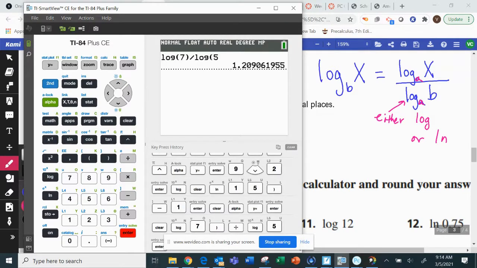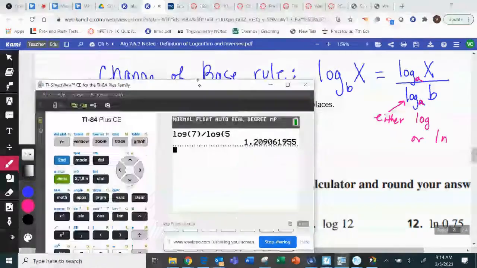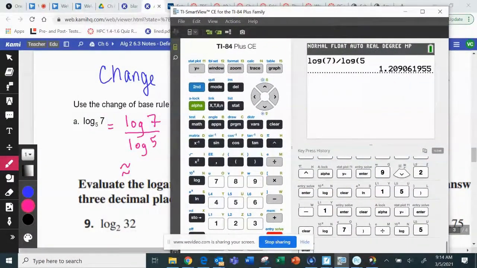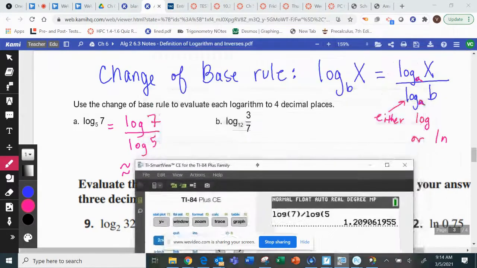Did I type it in right? Was that the right one? Log 7? Yeah. So 1.2091.